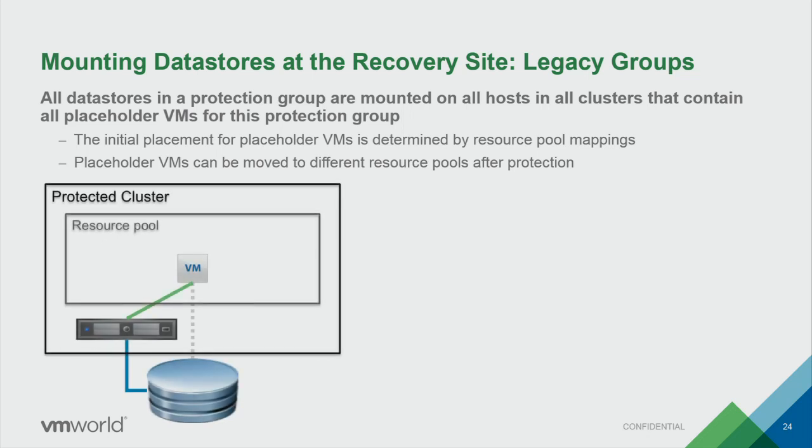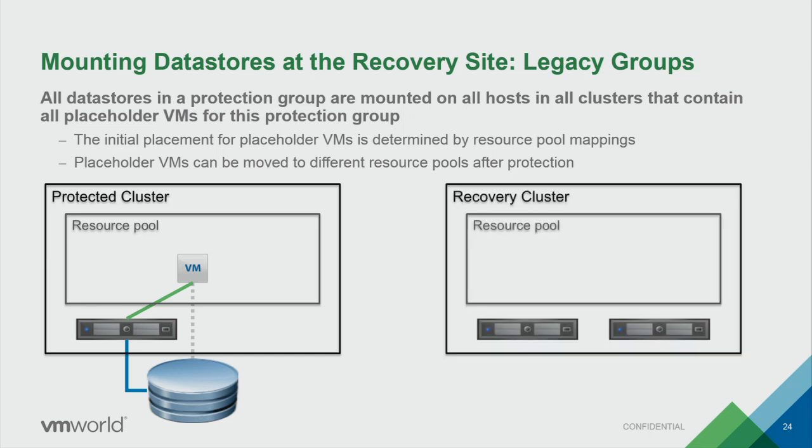Imagine that you have on a protected site a cluster with a resource pool in it, and a host with one VM and one data store. On the other side, you have a recovery cluster, resource pool, and two hosts. In the beginning, there are no data stores. Then you map one resource pool to another, and as part of the protection, we create a placeholder VM inside the mapped resource pool.